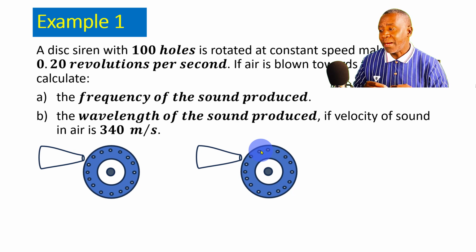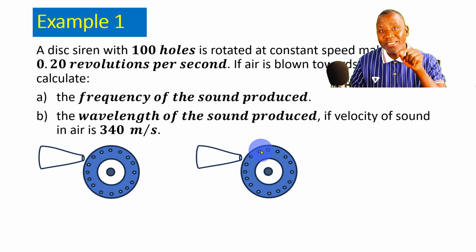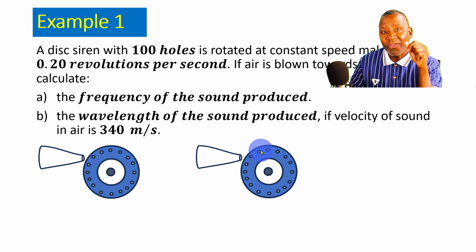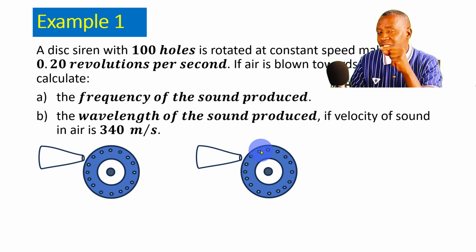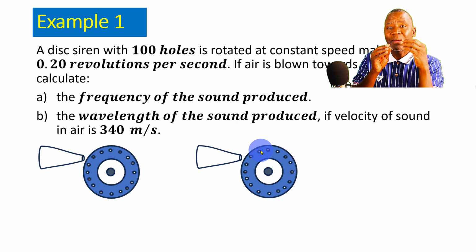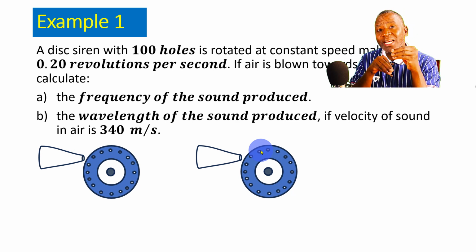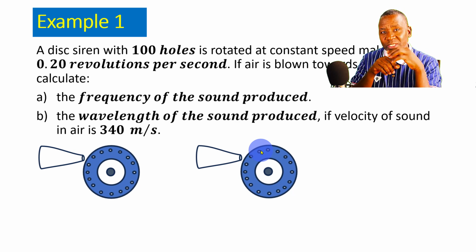Okay, so how am I getting this frequency? I'm getting the number of holes in the disk, which is 16, and then I'm multiplying it by the number of revolutions. So if the number of revolutions is 1 revolution per second, then the frequency is going to be equal to the number of holes times the number of revolutions, which is 16 times 1, and that will be the frequency, 16 Hz.